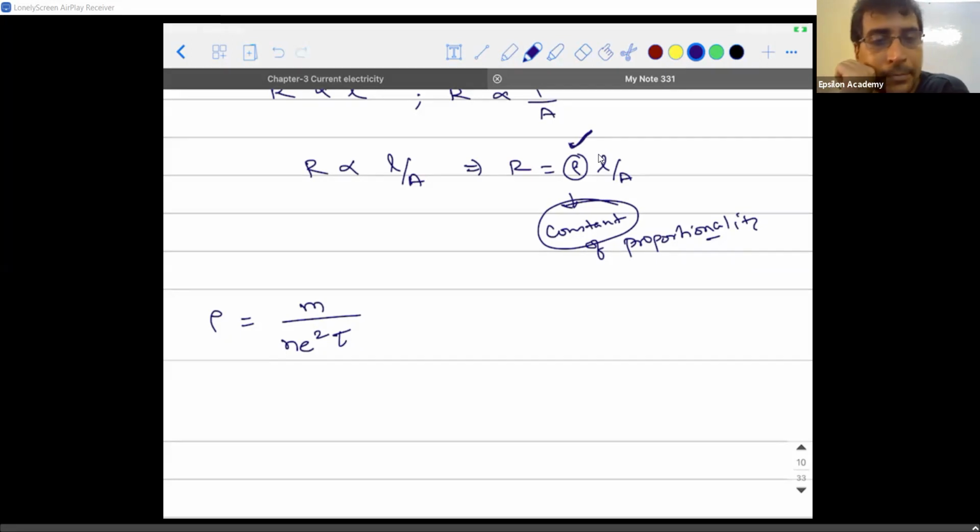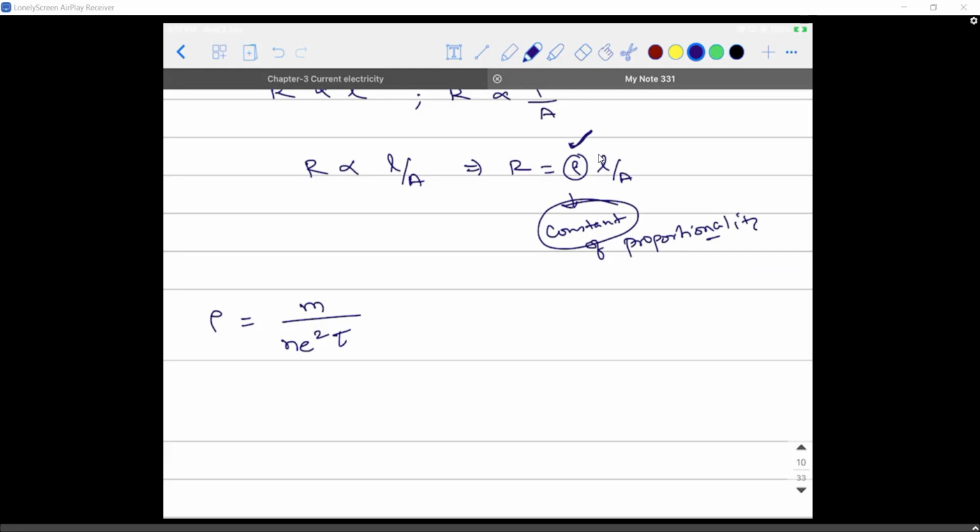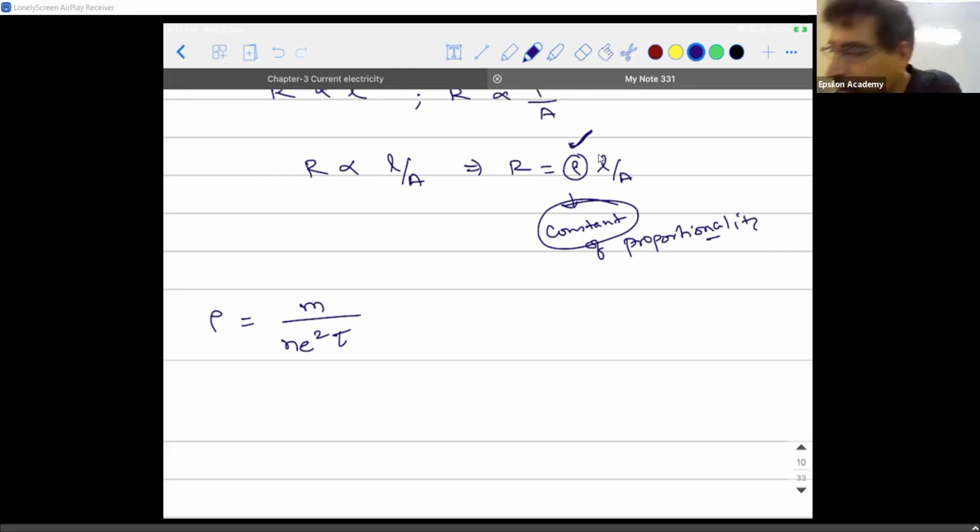What about e? e is also a constant. The charge of an electron is also a constant parameter. Then what about this tau? This is where we need to think.